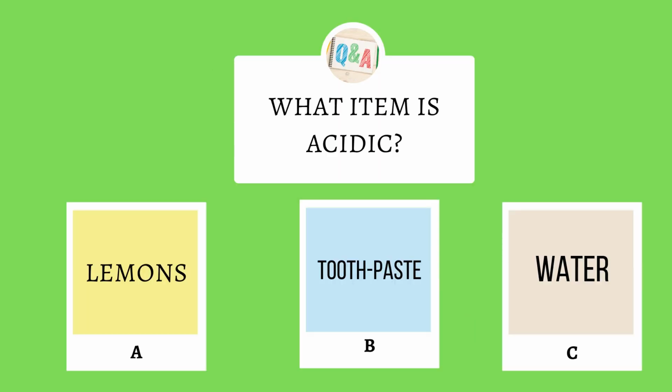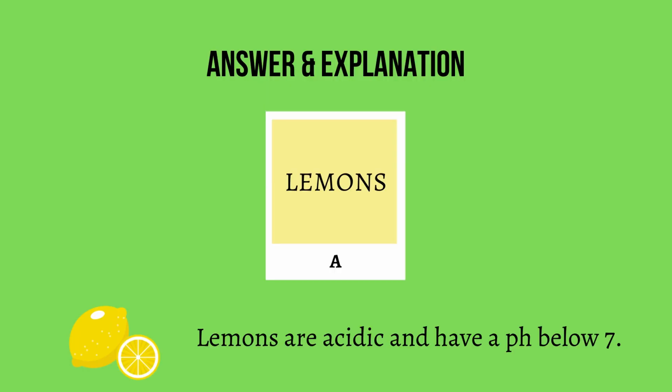Question 2. What item is acidic? The answer is A. Lemons. Lemons are acidic and have a pH below 7.